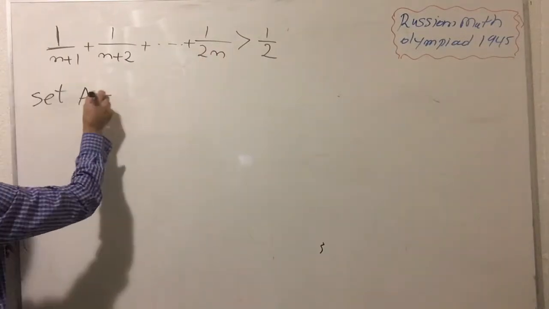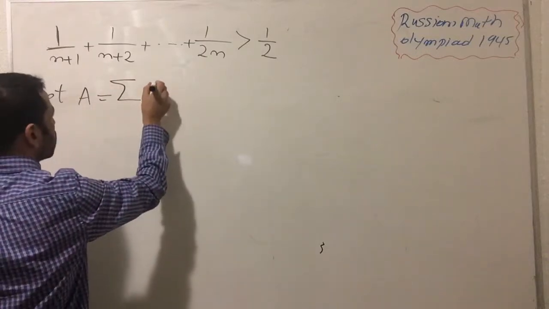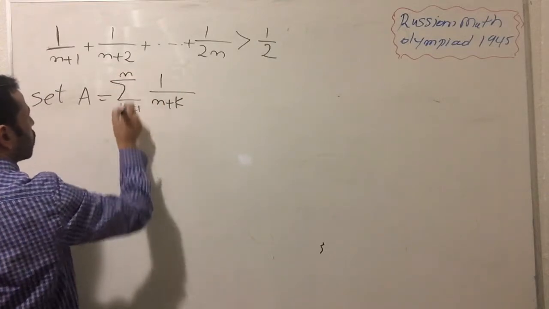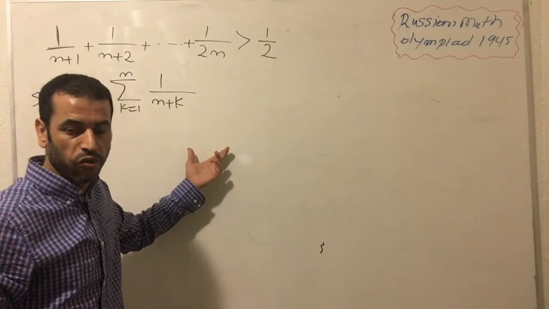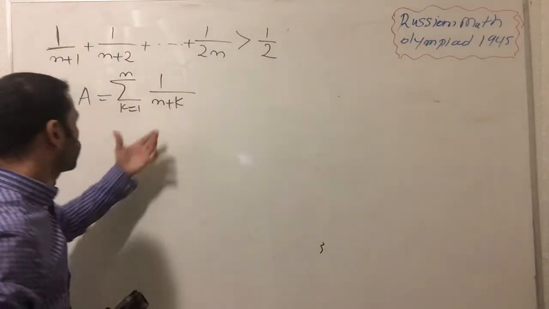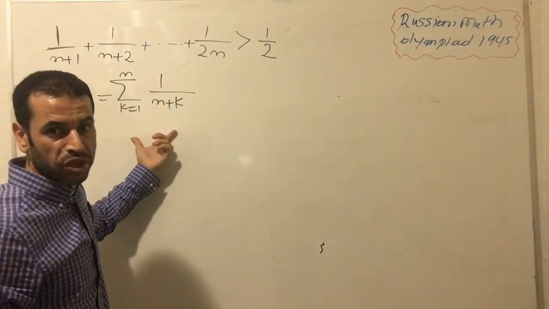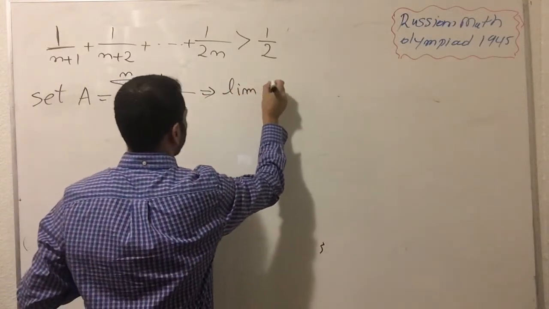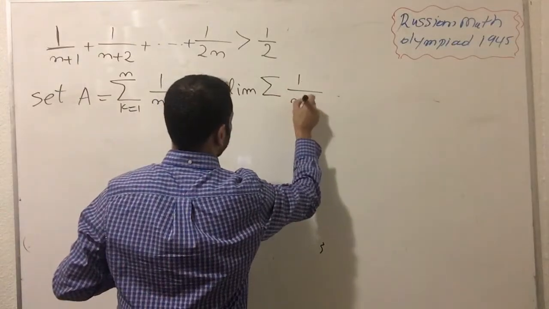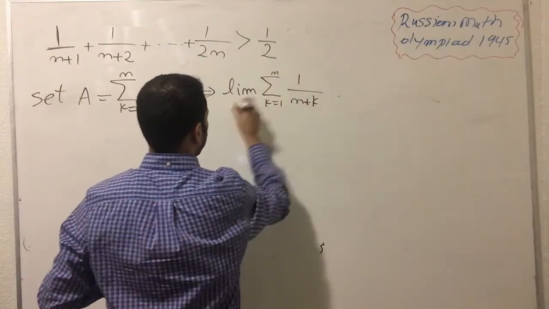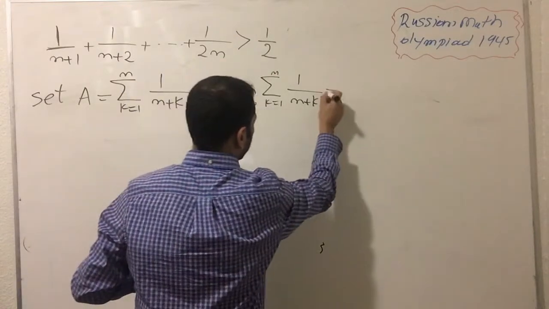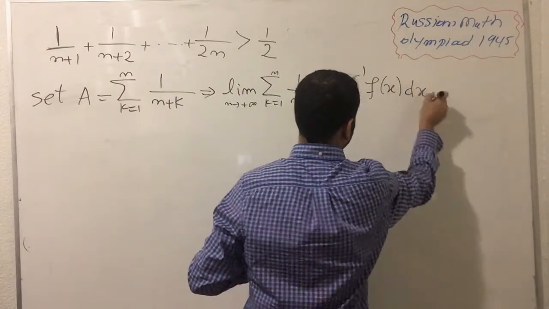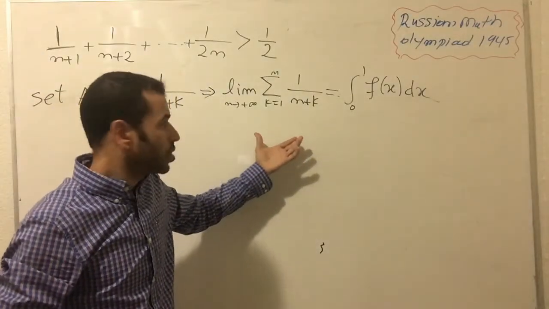Let's set capital A equal to this sum, 1 over n plus k, as k goes from 1 to n. I'm going to use the definition of the integral as the Riemann integral. I'm going to find the relationship between the integral and the limit of this sequence. So this implies the limit of this sum, 1 over n plus k, as k goes from 1 to n, as n approaches infinity, equals the integral from 0 to 1 of f of x dx. This is the definition of the integral, called the Riemann integral.